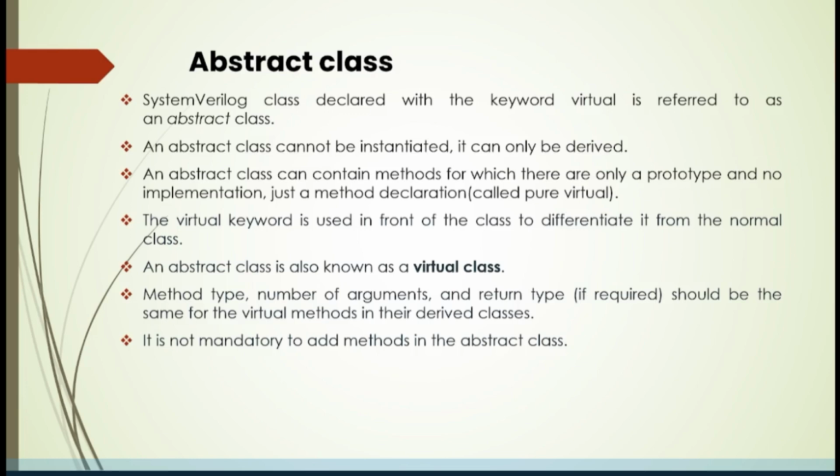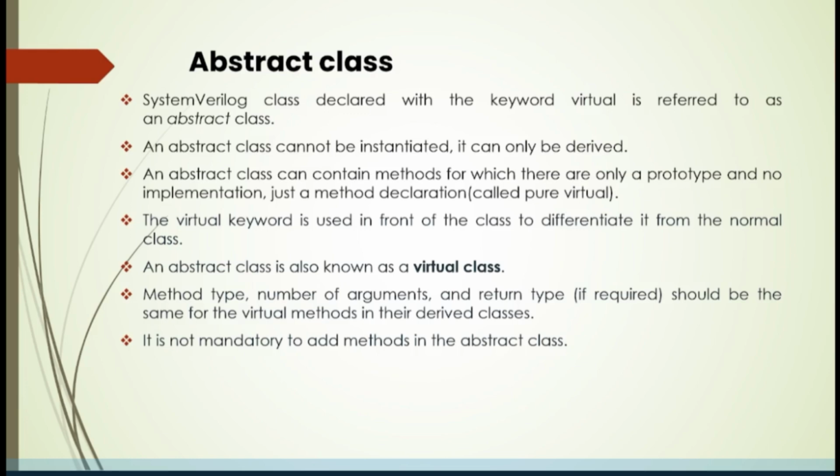So in today's session, we are going to talk about abstraction. What is the meaning of abstraction, or what is an abstract class in SystemVerilog? Basically, this is somewhat different from the usual classes that you write in SystemVerilog. When you use the virtual keyword in front of your class, that is called an abstract class. So how do you differentiate a normal class from an abstract class? When you find the virtual keyword in front of the class, that is the abstract class. If there is no virtual keyword, then that is a normal class.